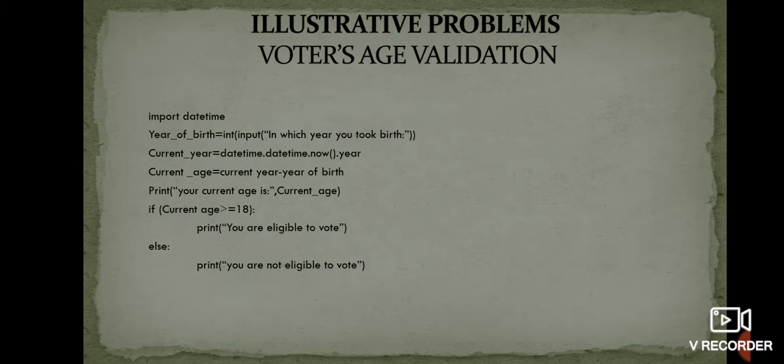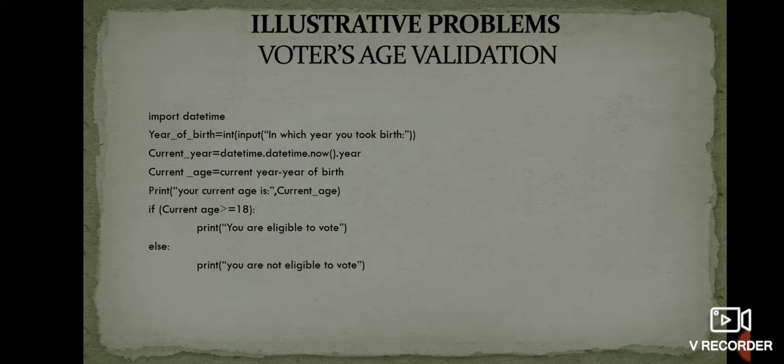Since the year of birth will be an integer, I am declaring the int data type and input, "In which year you took birth." And secondly, I'm getting the current year by using the built-in function datetime.now().year. Our current year will be displayed.